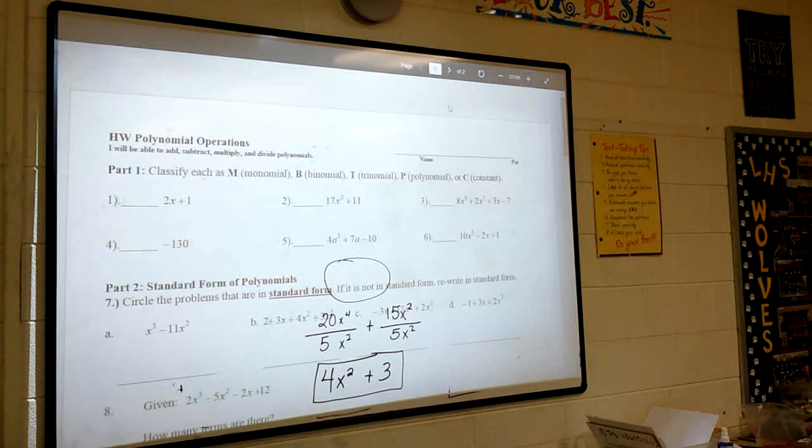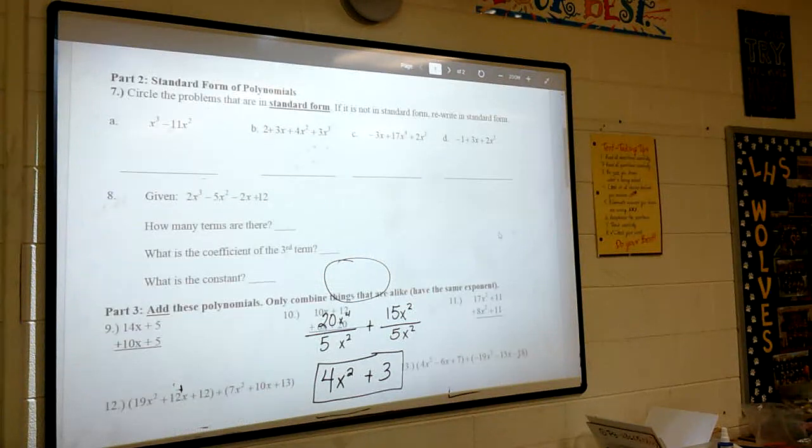Monomial means it's one term. Binomial means we got two terms. Trinomial means we got three terms. Polynomial means more than three terms. And then a constant is just a number. Okay? Just a number. No x's at all would be a constant. Then part 2 says standard form. We want the problems to be in standard form. Remember, standard form means the highest degree to the lowest degree. Then it asks you about one of those problems.